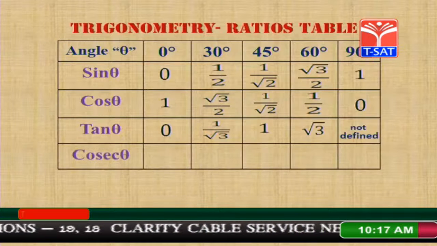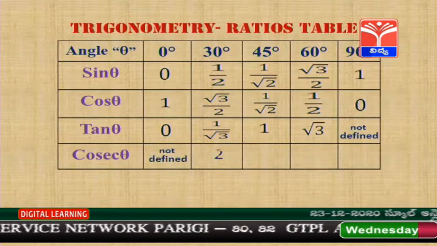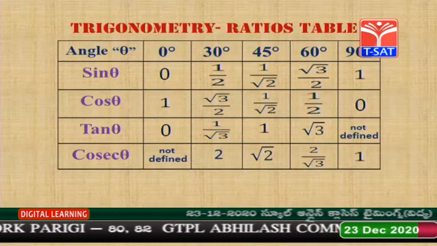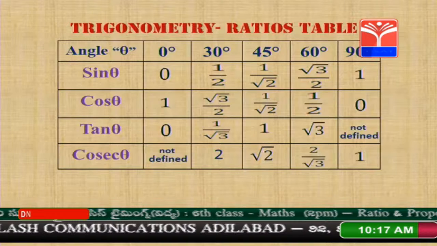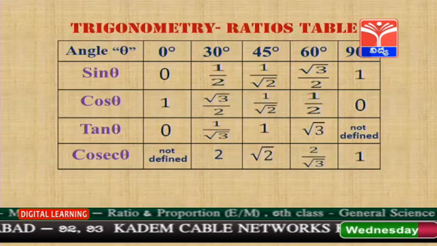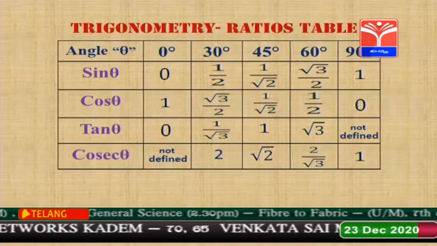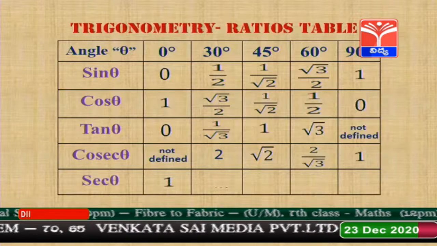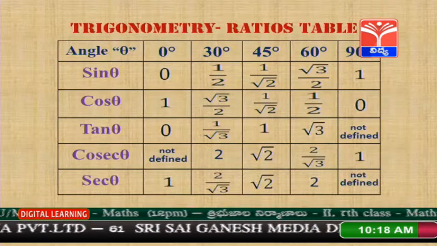Now, cosec is the reciprocal of the sine values. So, that is the reason the first one, cosec 0, is not defined, cosec 30 is 2, cosec 45 is root 2, cosec 60 is the reciprocal of root 3 by 2, that is 2 by root 3, and cosec 90 is equal to 1. Now, similarly come to sec, this is going to be the reverse order of it: 1, 2 by root 3, root 2, 2, not defined.